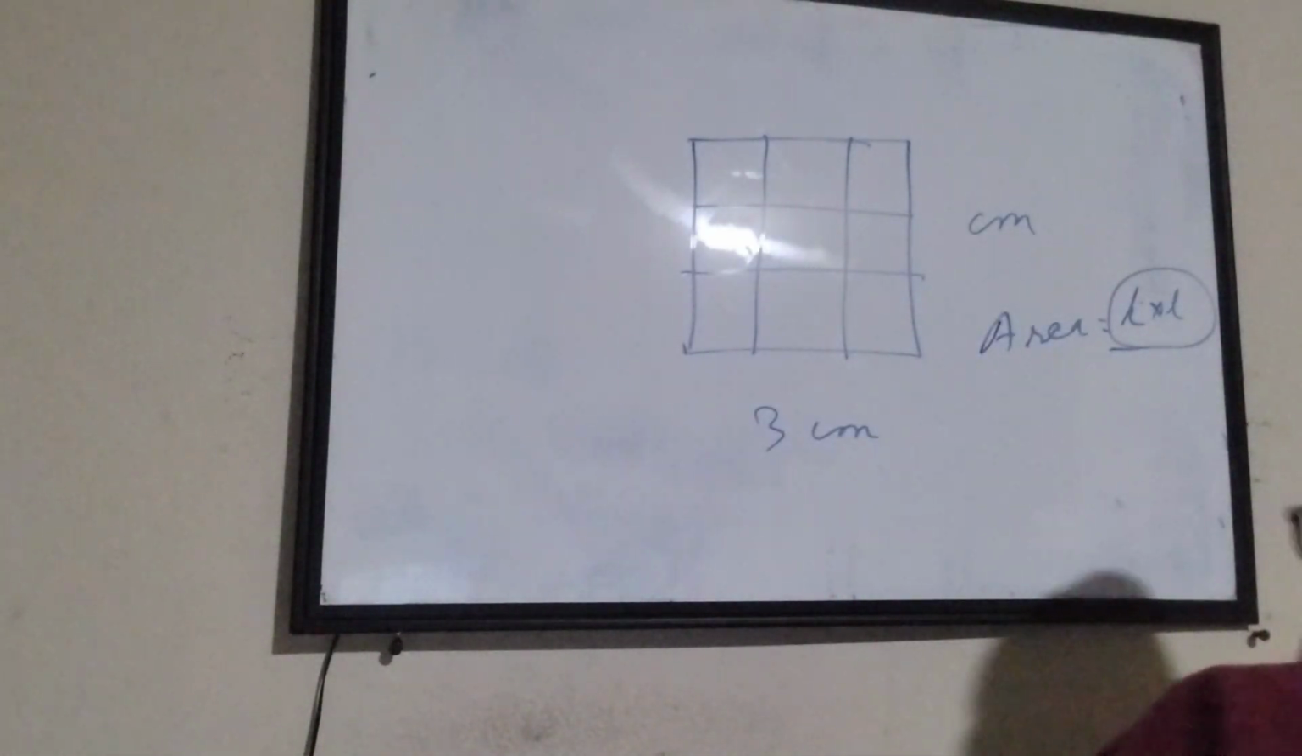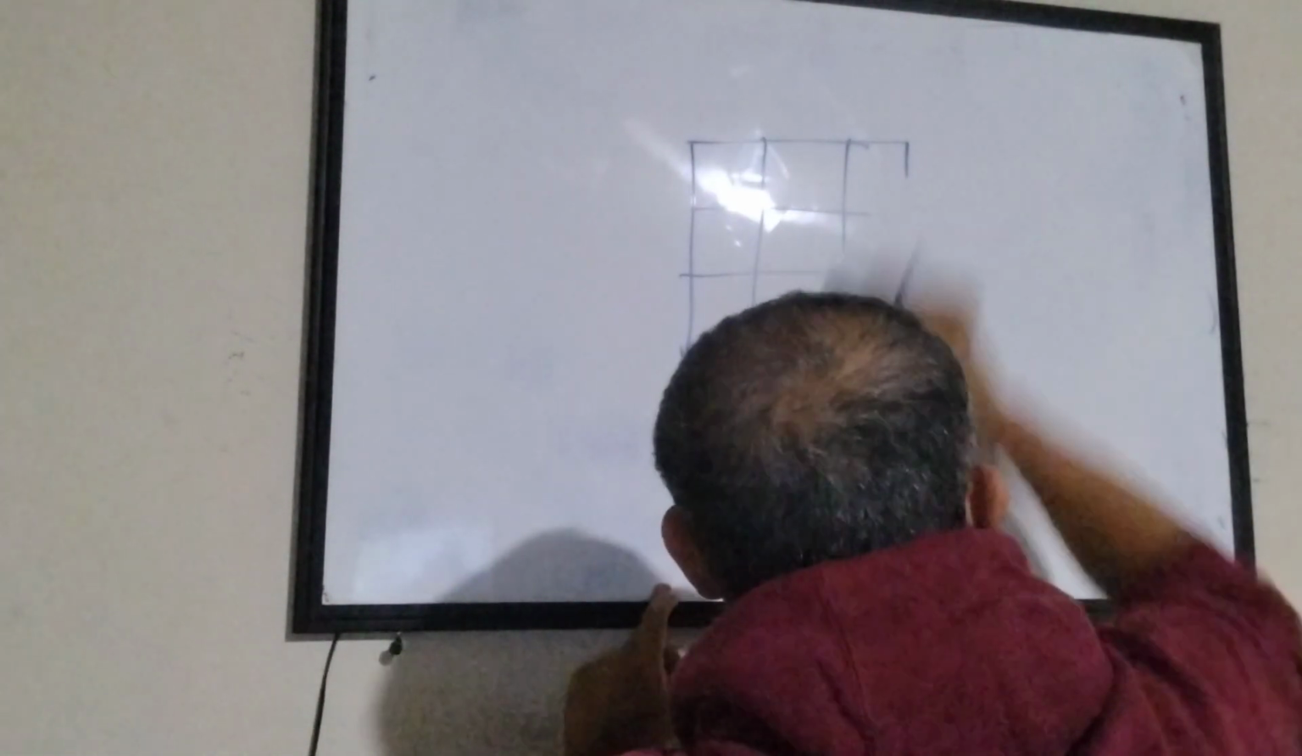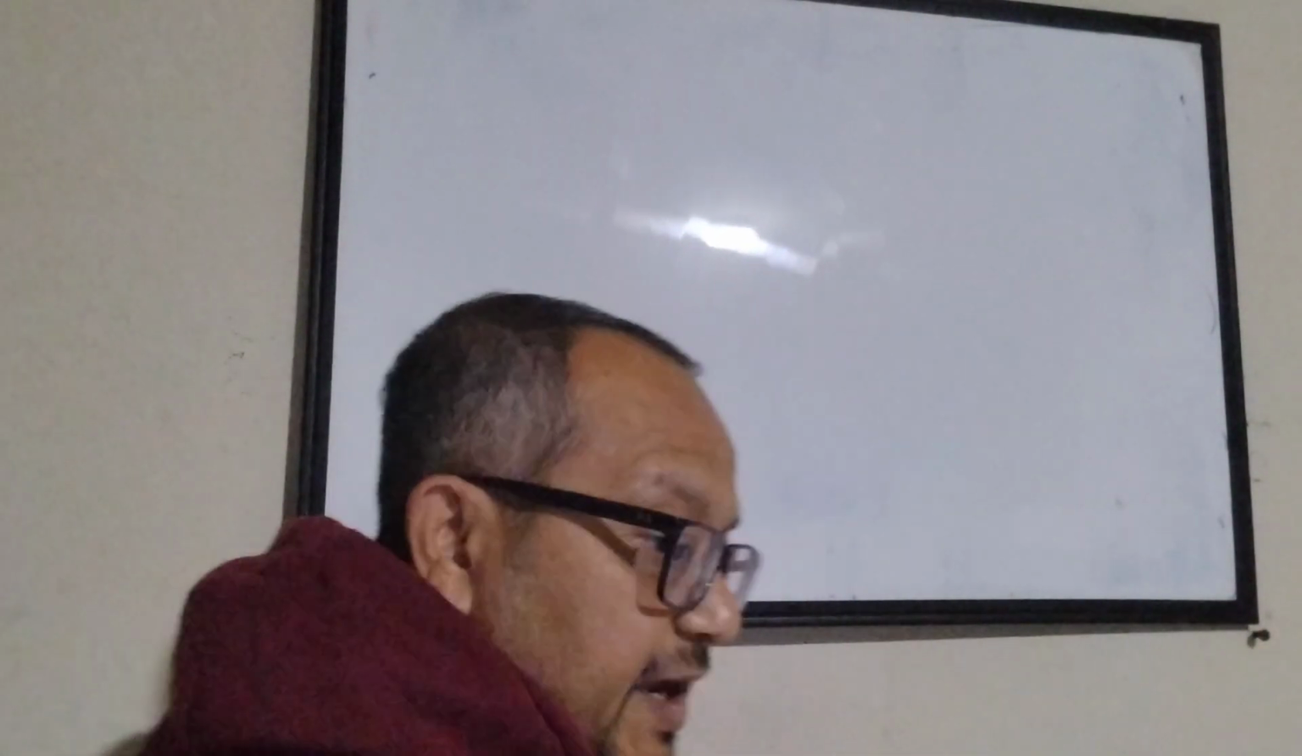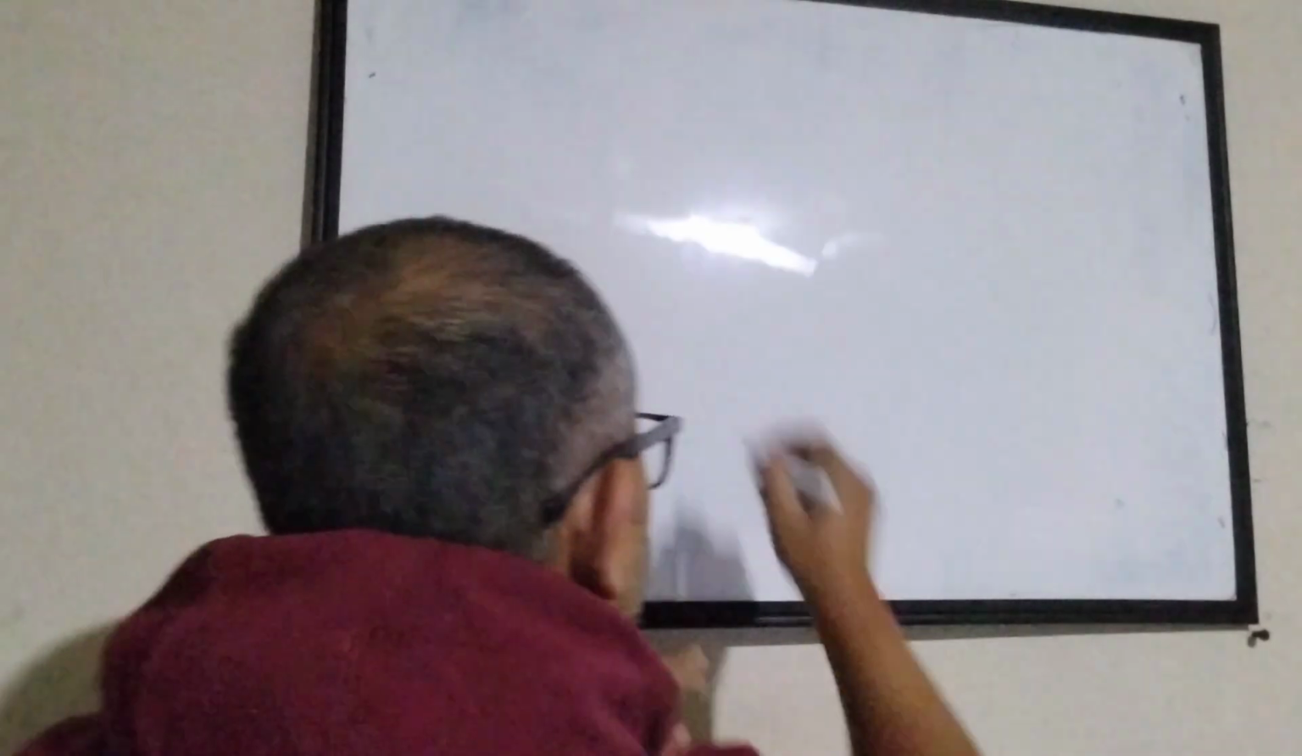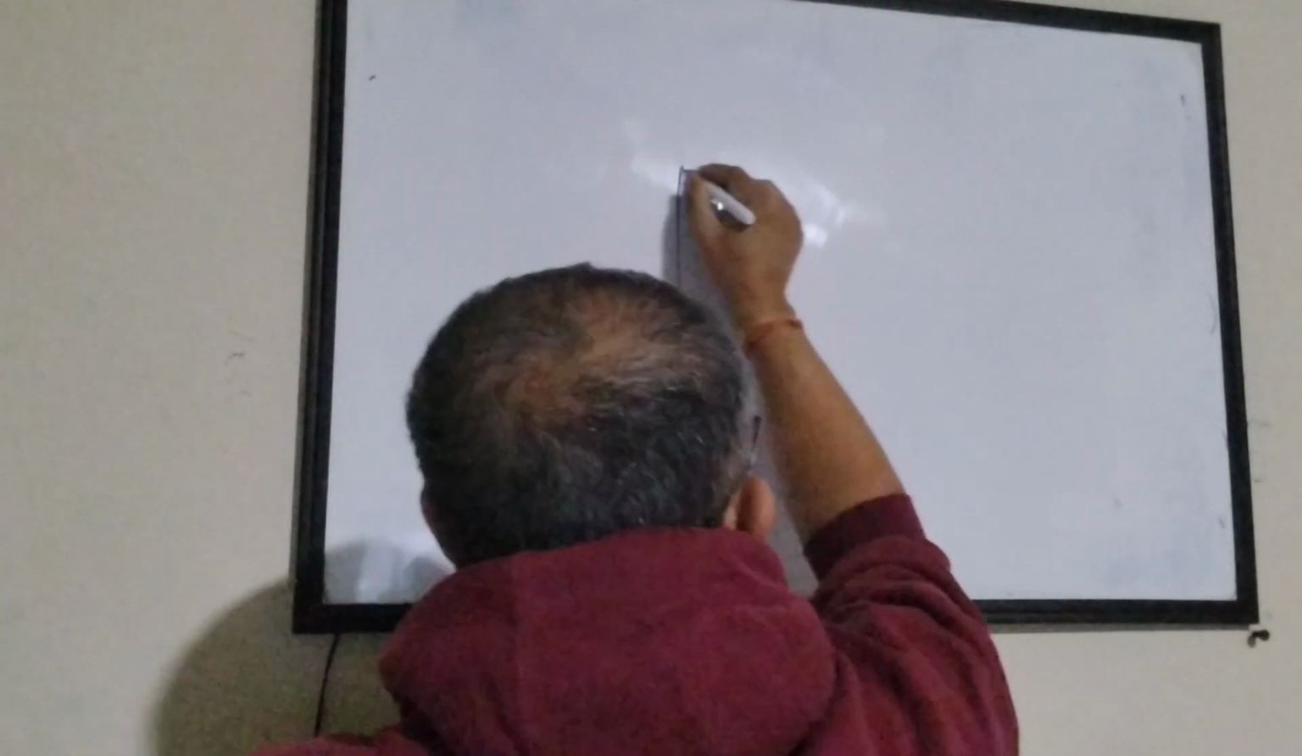Now, let's move on. Now comes the area of a triangle. So let's start with an easier one.